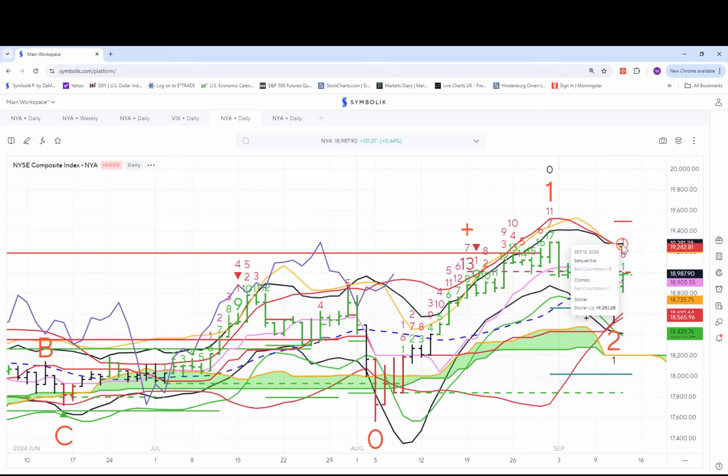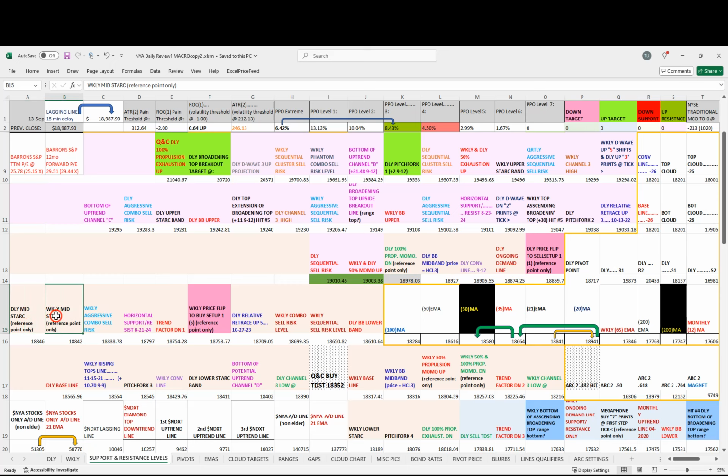And I don't even know if I've ever talked about the mid STARC bands. You can see the daily and the weekly mid STARC bands are here, so anything under the STARC bands, and ideally both weekly and daily, is a buying opportunity. What I do is I look for formidable support where there's a lot of levels together, somewhat like those bands we just looked at, and that's a good buying opportunity for low risk entry on longs.